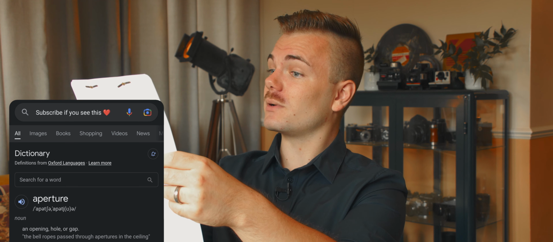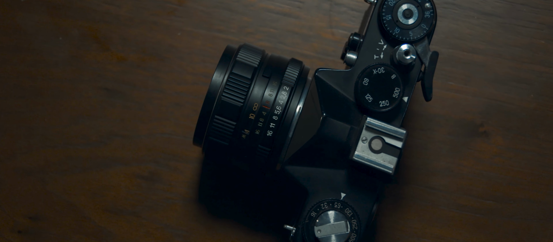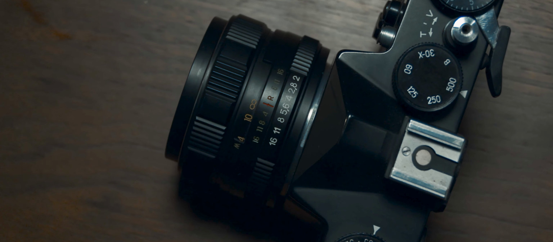So starting with the basics, what does aperture actually mean? Well, the literal definition is an opening, hole or gap. In photography and video terms, this translates to an adjustable hole in the lens. This hole is made up of several blades and affects how much light can get to the sensor or film. The size of the hole can be adjusted by turning the aperture ring, which on most lenses is the one nearest the camera body. If you look at the lens itself, you'll see a series of numbers, which is a measurement of the size of the aperture.